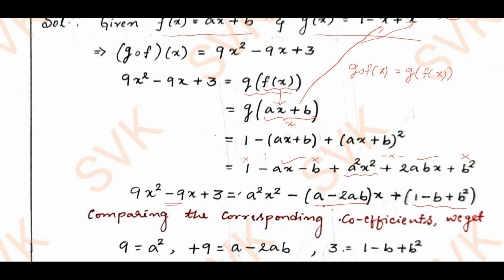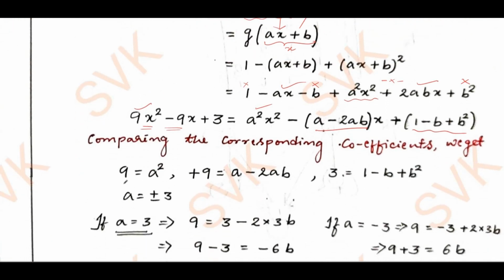So now comparing the coefficients of left hand side and right hand side. The coefficient of x square is 9. The coefficient of x square here is a square. That's why 9 is equal to a square.